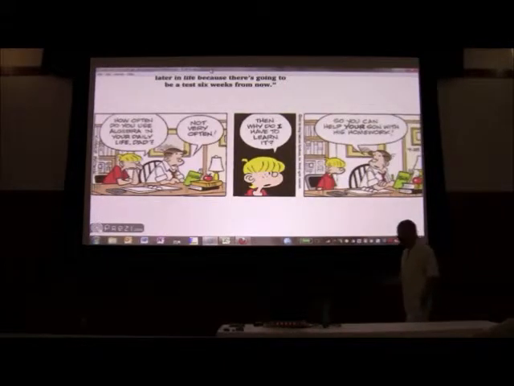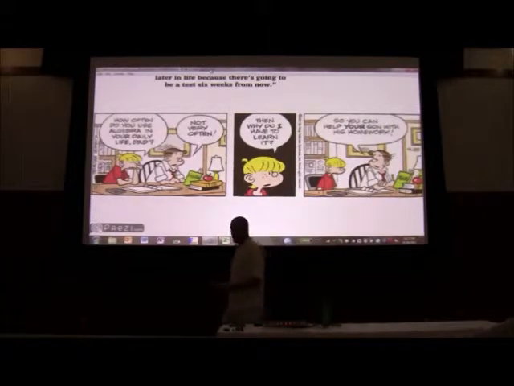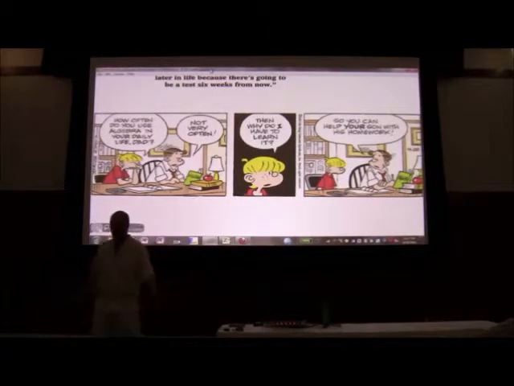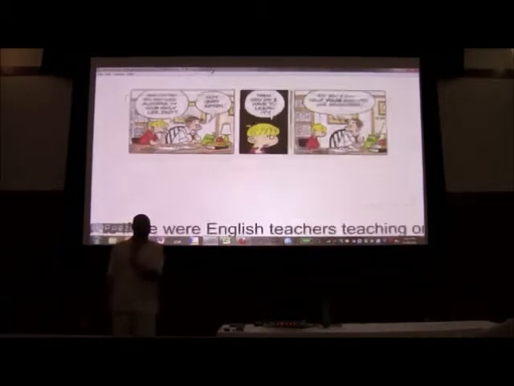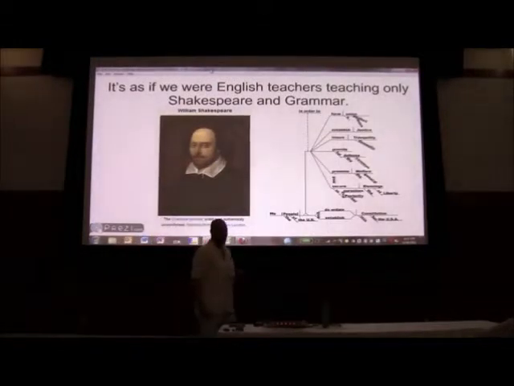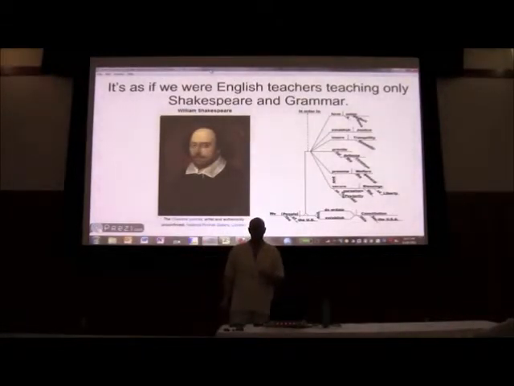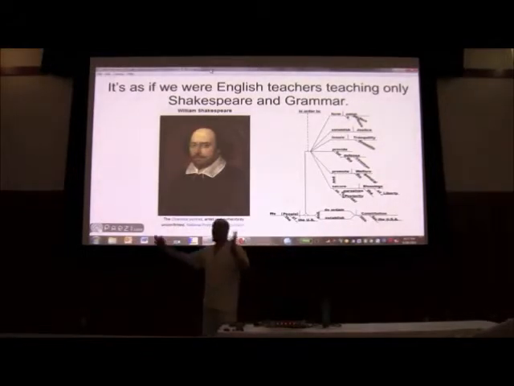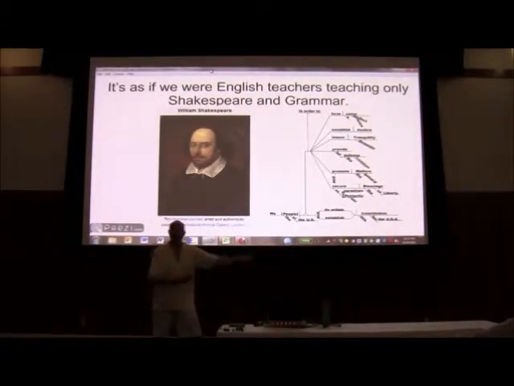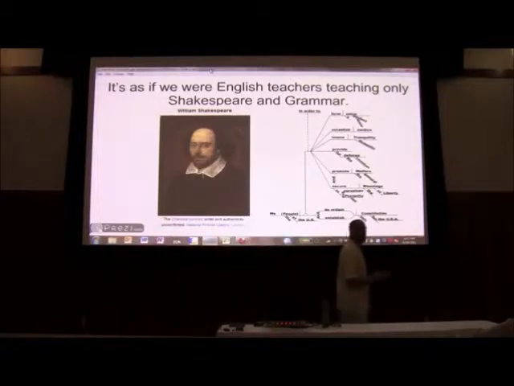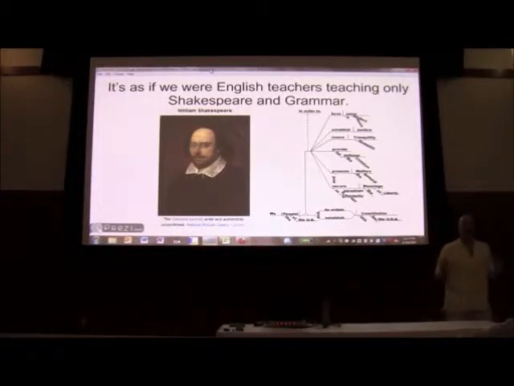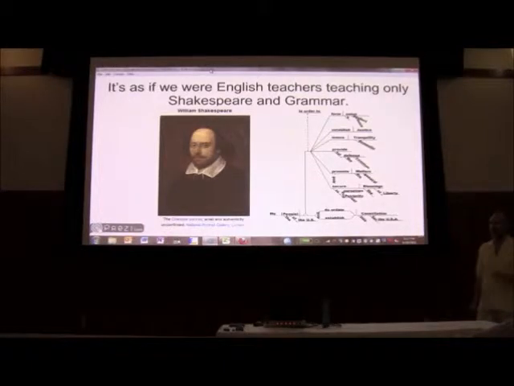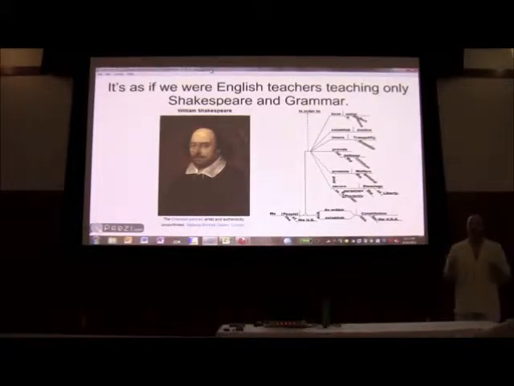We often lament the fact that we go to a cocktail party and people say, I can barely balance my checkbook. But they'll never say, I hated English. It's as if we're English teachers only teaching Shakespeare and grammar. Hey, Shakespeare is beautiful. Grammar is a technical skill that everybody needs to know. But in high school, there is a contemporary literature that's part of the curriculum. And what I'm interested in is, what is the equivalent, mathematically, of that contemporary literature?